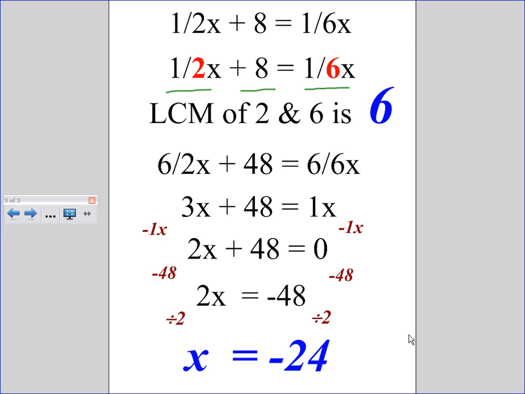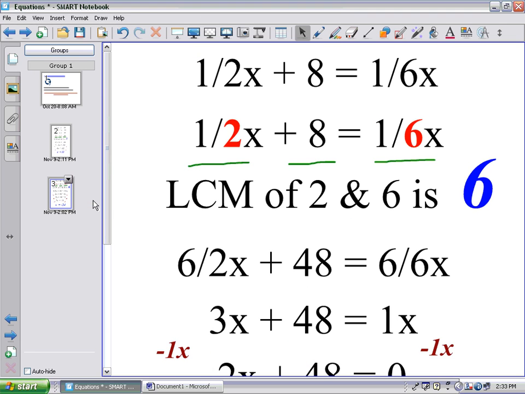Ladies and gentlemen, this is solving equations with fractions using the least common multiple method. I hope you found this lesson both helpful and informative.